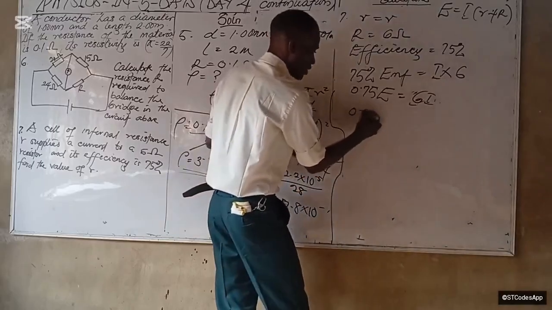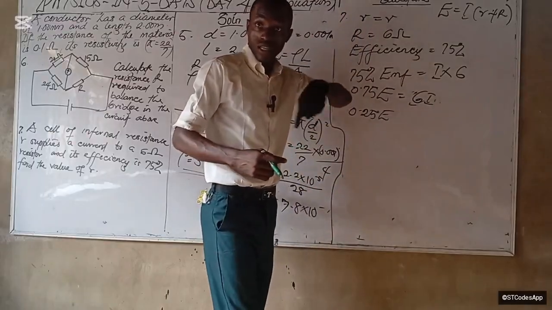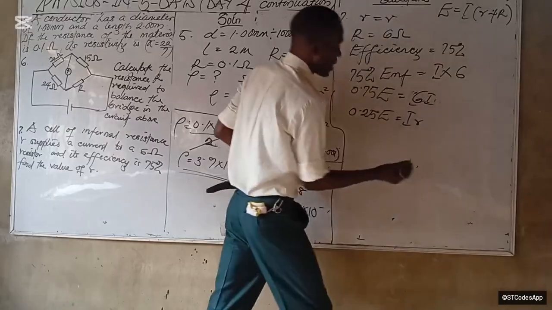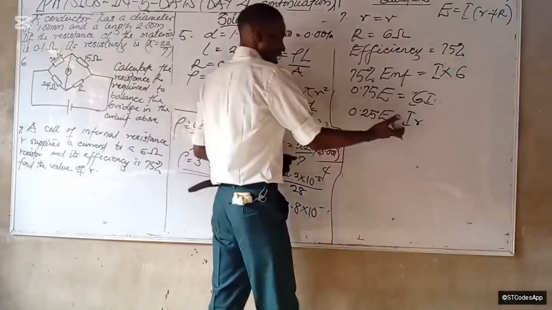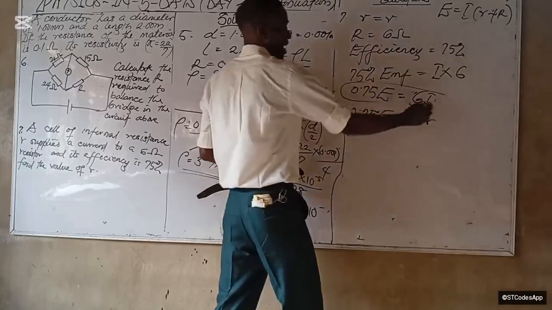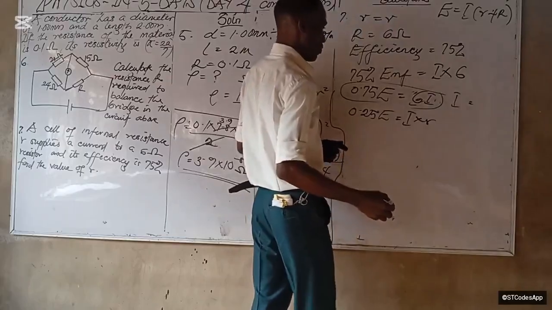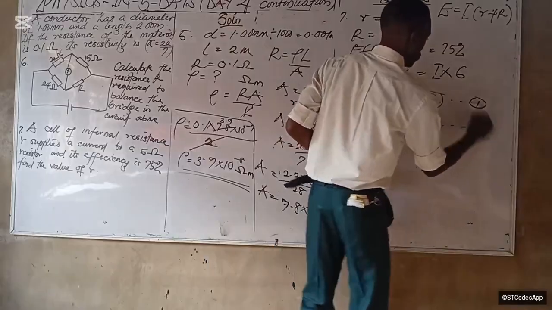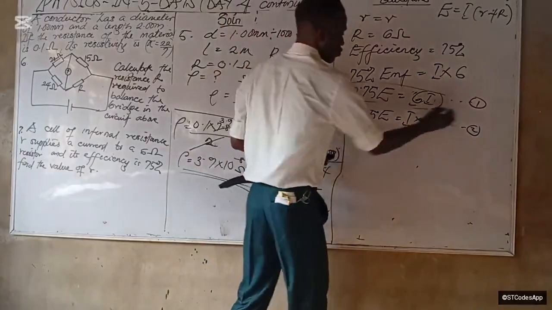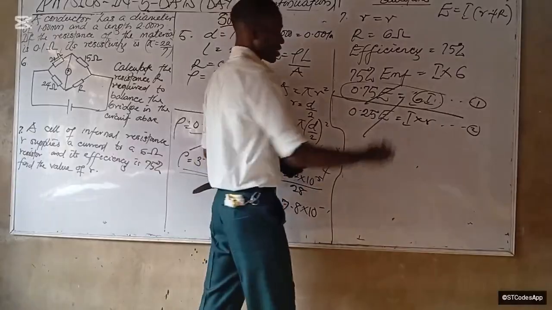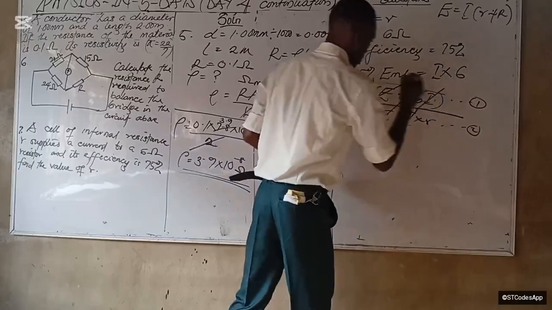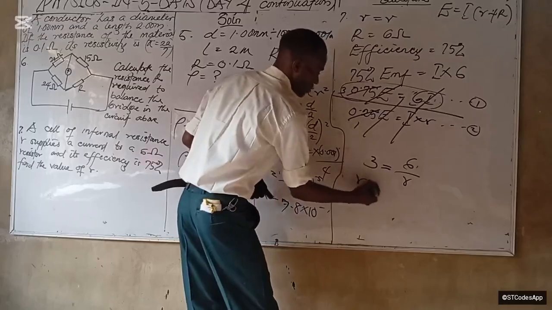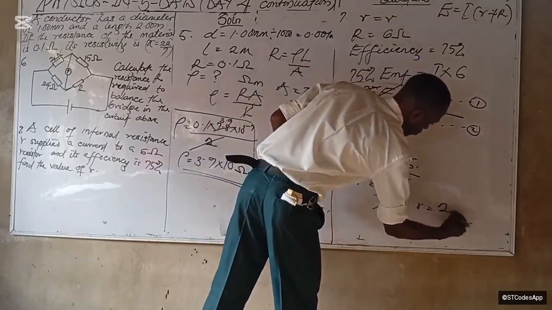So the remaining EMF, that will be 0.25 EMF, is being opposed internally, so that will be equal to IR. I is the same because they are in series. Let's put them as equation 1 over equation 2. I takes care of I, so 3 will now be equal to 6 over R. R will be equal to 6 over 3. R equals 2 ohms. Is it hard?